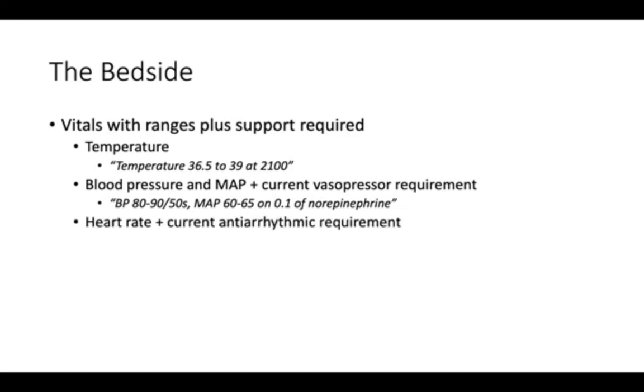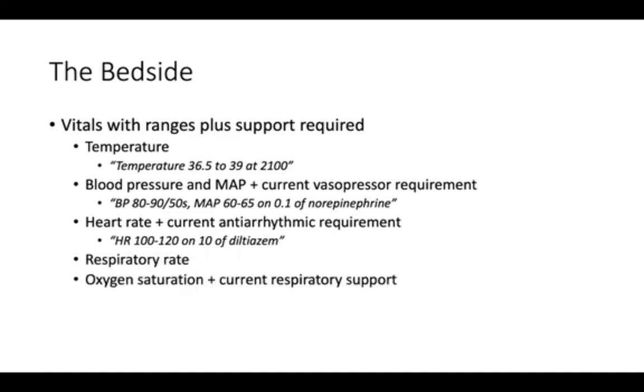Next, heart rate and any current antiarrhythmic infusions. For example, heart rate 100 to 120 on 10 of diltiazem. Next, respiratory rate, and finally, the oxygen saturation plus the patient's current respiratory support. What are the various types of respiratory support available in the ICU, and how do we report that information?